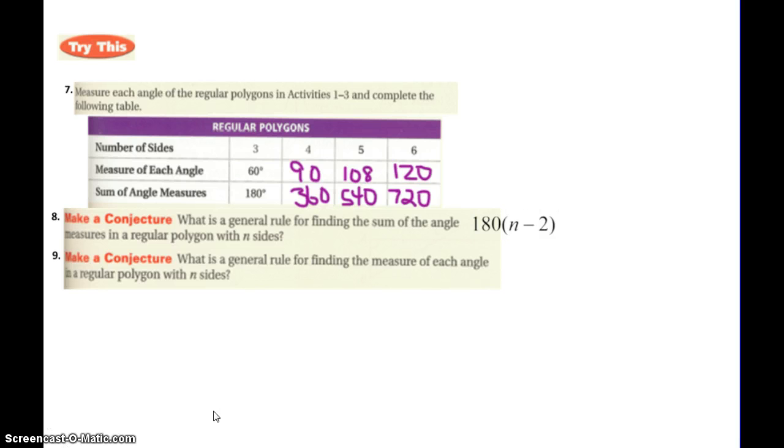In order to find each individual one, you take the sum and divide it by the number of angles. Now the number of angles is the same as the number of sides, so you just do 180 times n minus 2, all over n.